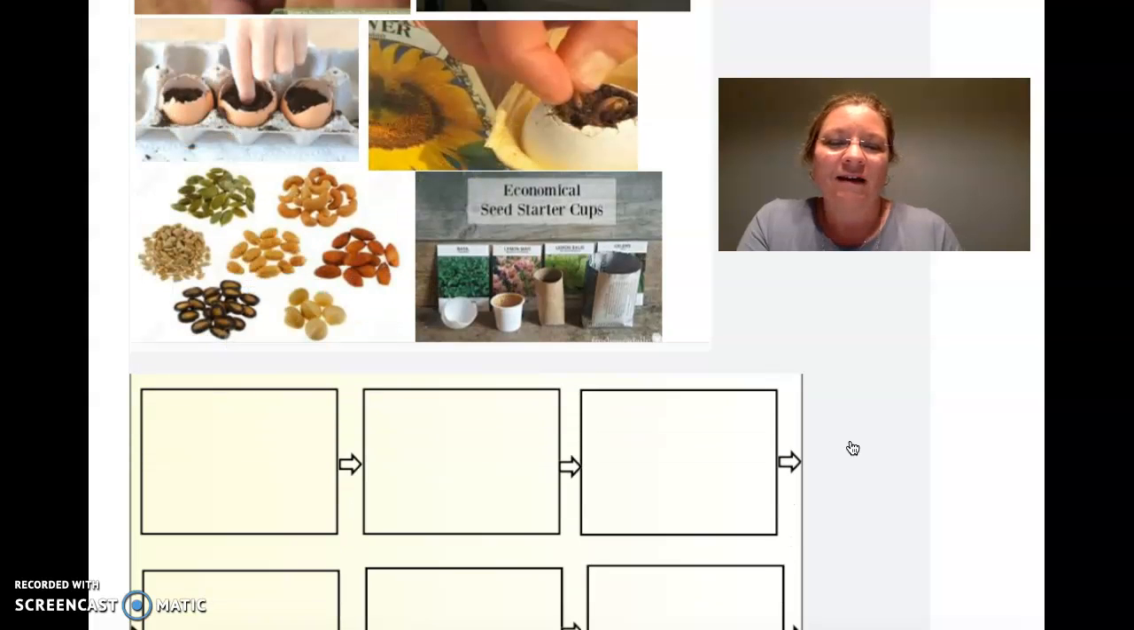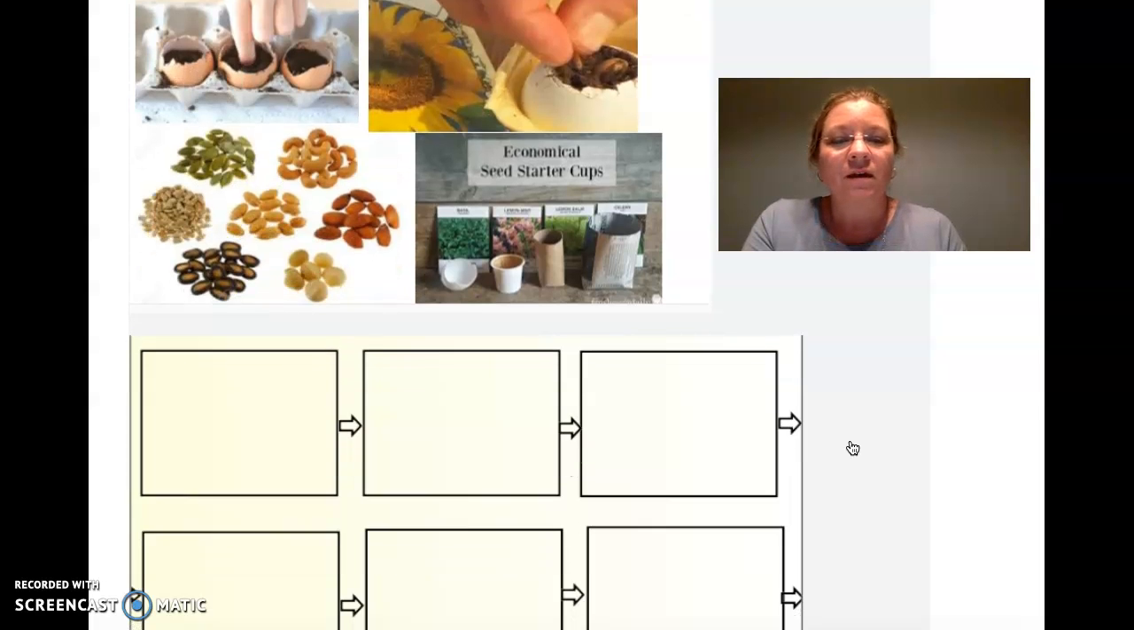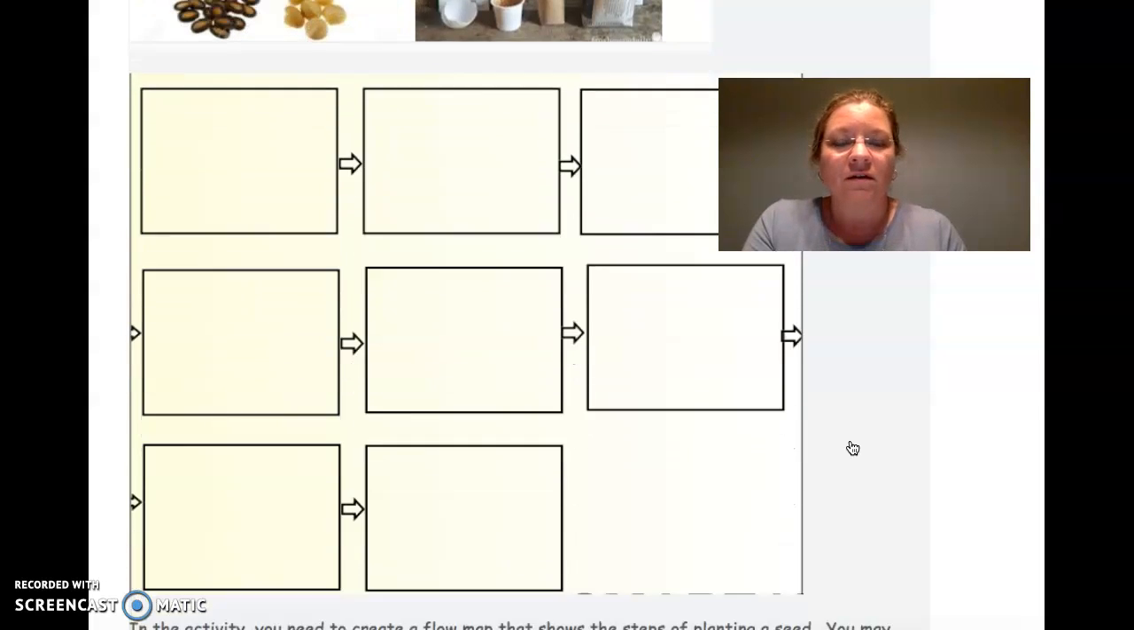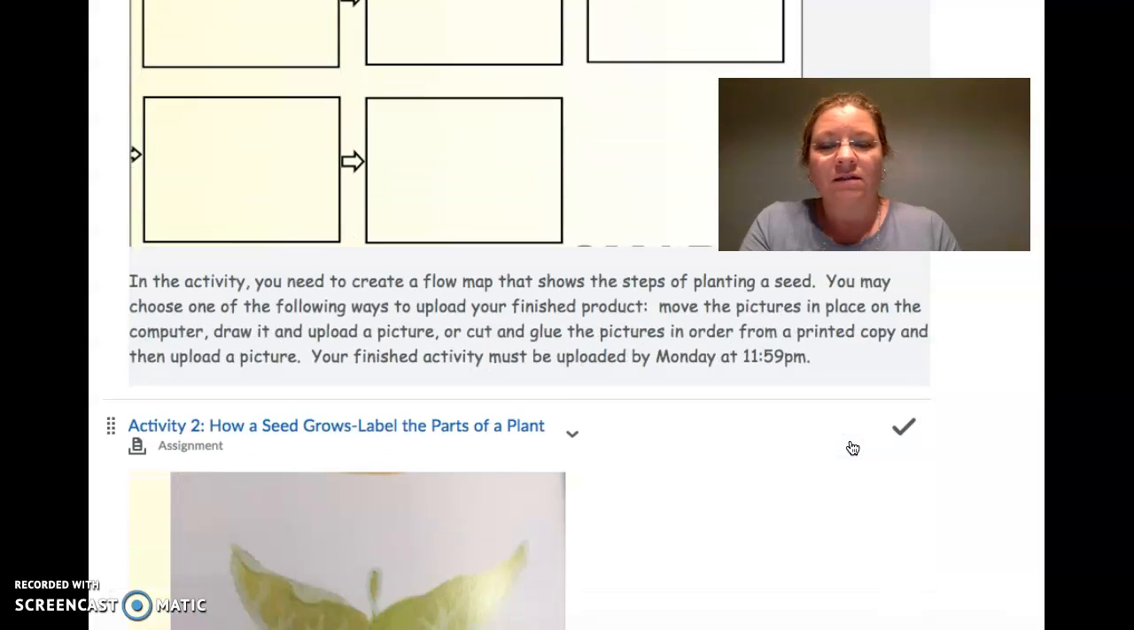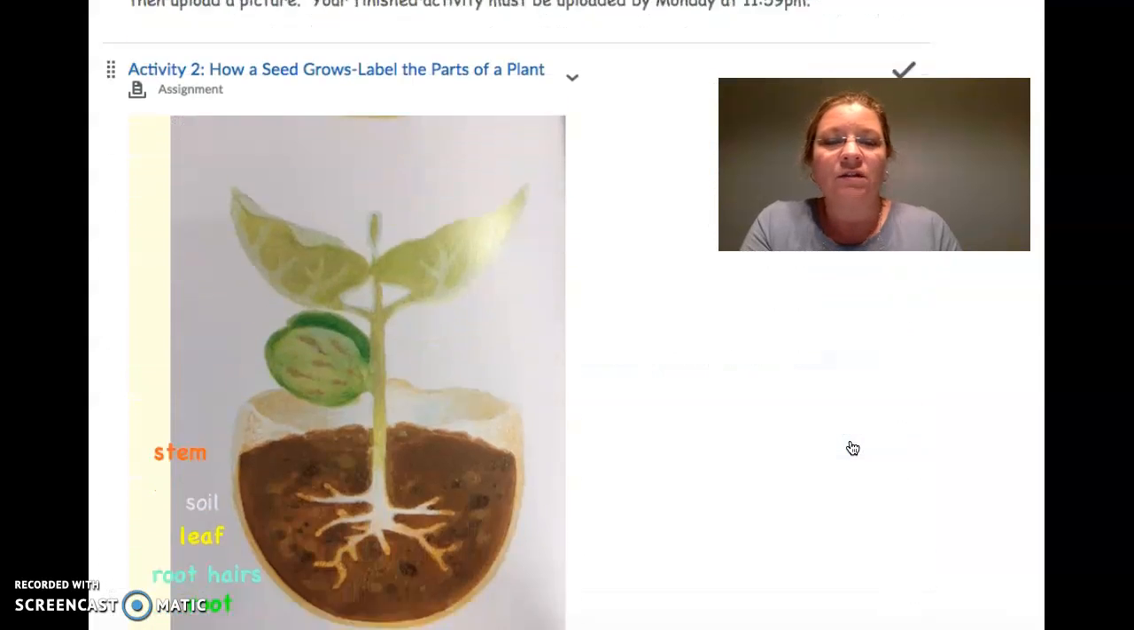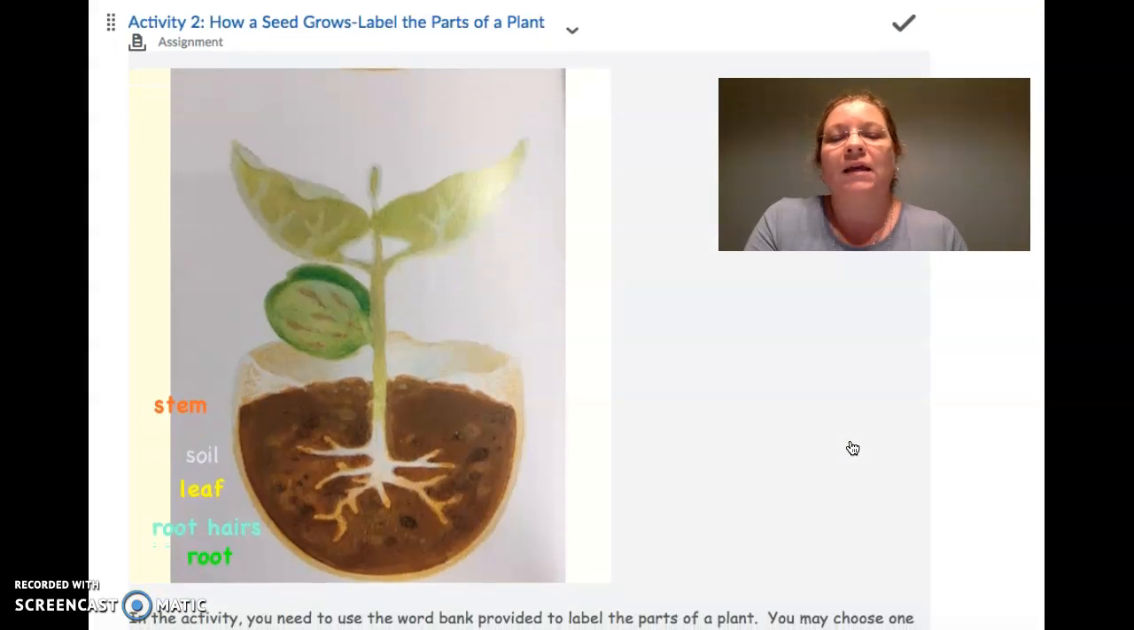And then other options would be to draw it. They can draw their boxes and draw the things inside the boxes. And so what I'm going to be looking for is to see if they listened to the story and they retained and remembered the information in the correct order. And so then, in this activity, the directions tell them to make sure they turn it in by that Monday evening due date.